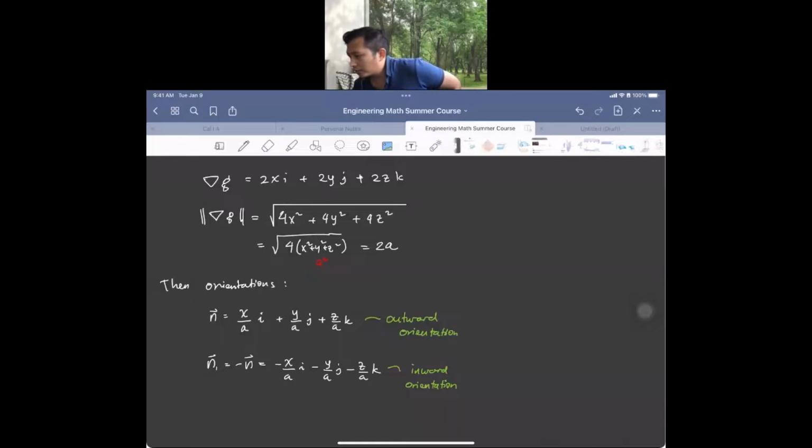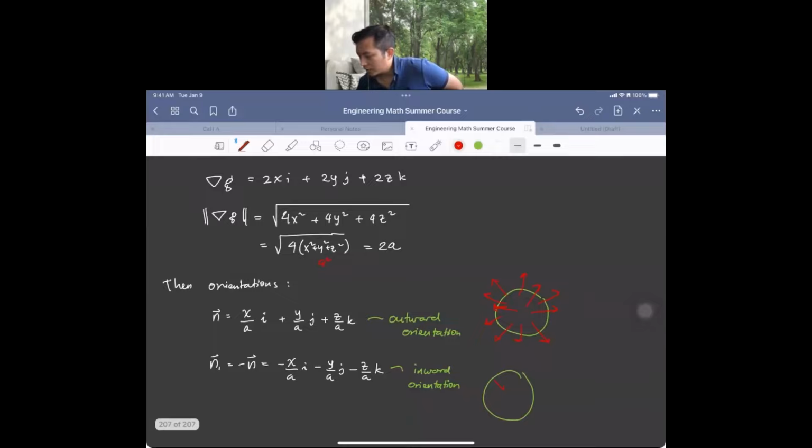And I think, do I have the picture? I think no. So maybe if we have a sphere, it's going outside. Have a sphere here for the second option, this is going to be having inward.